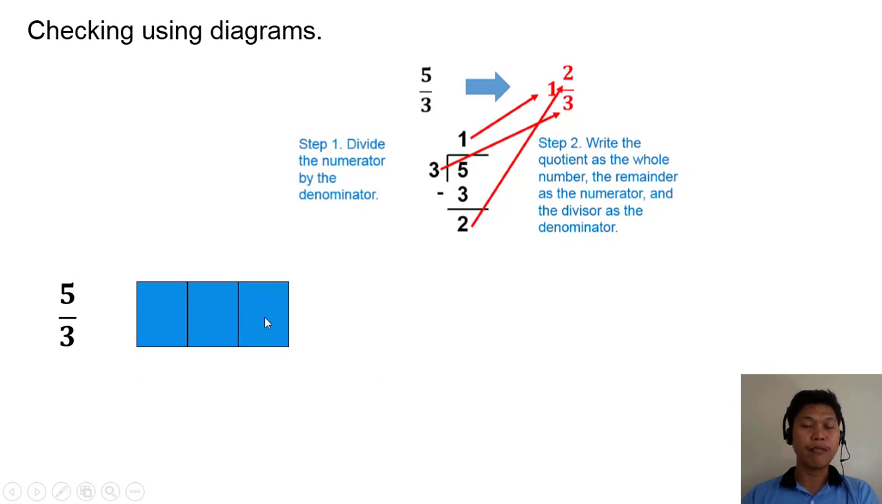And then shaded. Dapat 5 parts ang shaded. We have 1, 2, 3. So kulang pa tayo ng dalawa. So magdagdag tayo ng dalawa. 4 and 5. And this is now our illustration of 5 thirds.